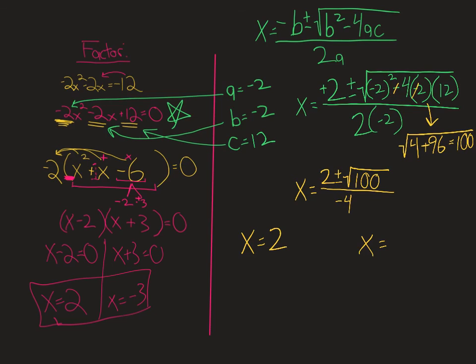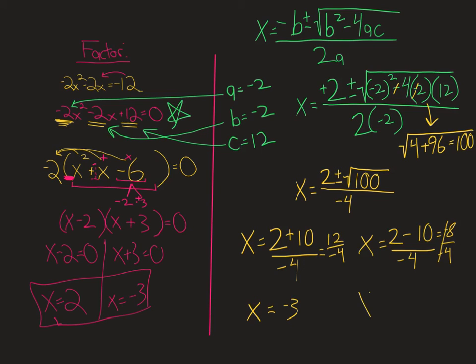So it's really going to be 2 plus the square root of 100, which is 10, over -4, and then 2 minus the square root of 100, which is also 10, over -4. 2 plus 10 is 12, so 12 divided by that -4 is -3, and 2 minus 10, -8, divided by -4, a pair of negatives cancel, so x equals 2, and there we go.